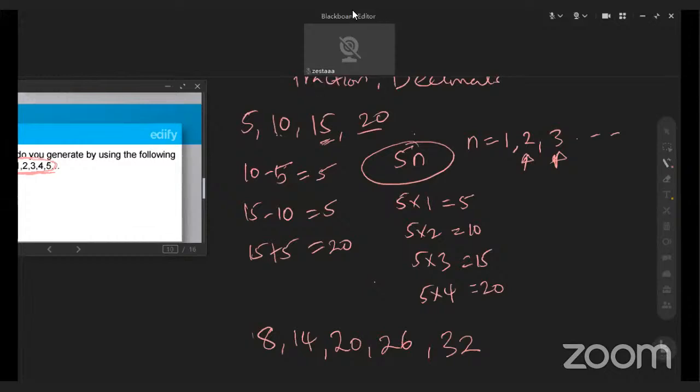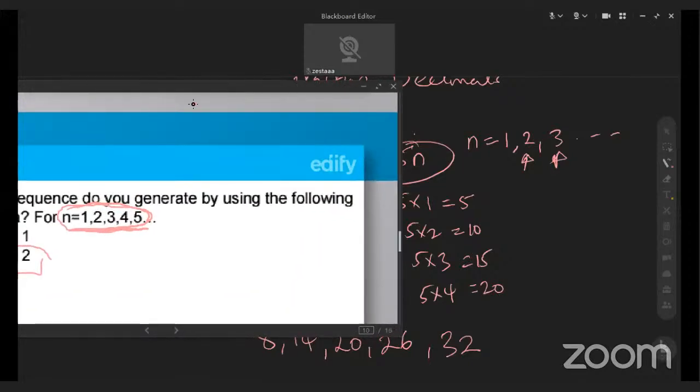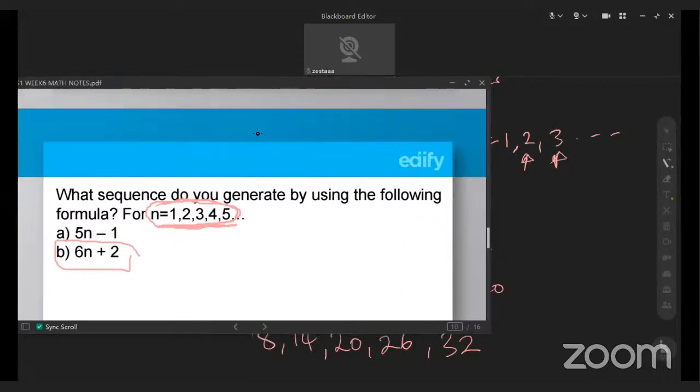Let's work it out together. It seems people are getting different answers in their sequences. For n equals 1, it is 6 times 1 plus 2, which is 8. I think most people have got 8. Then we go to the next one, 6 times 2 plus 2. This is 12 plus 2, which is 14.